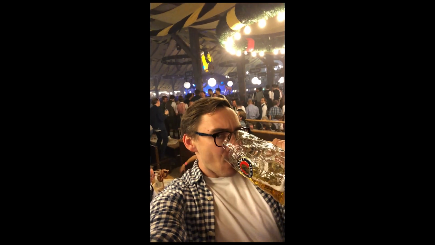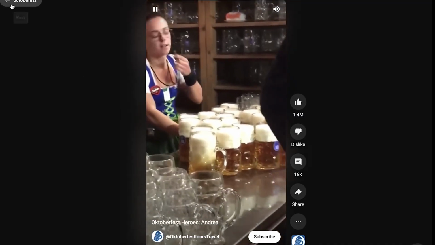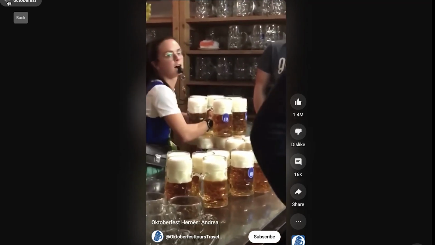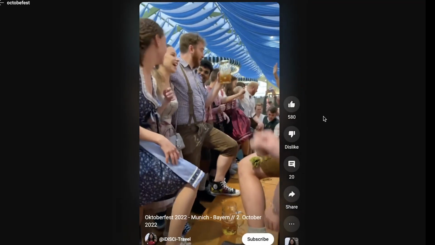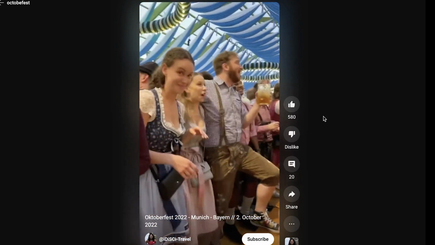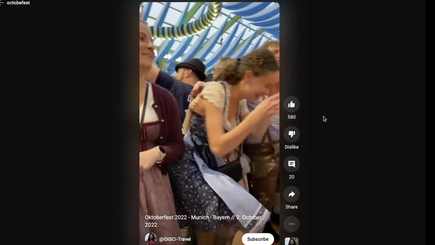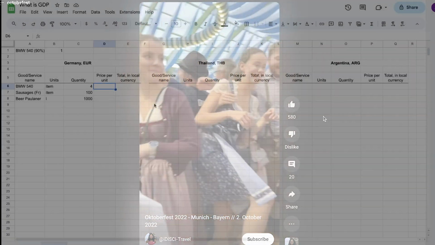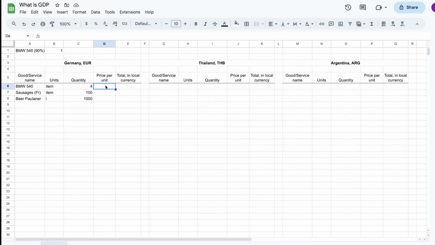Our imaginary Germany has 5 people, 4 of them will be coming to Oktoberfest by car, and they will have to drink 200 liters of beer and eat 20 sausages each, which is a pretty standard norm for this amazing annual event I had a chance to participate in. The market price of a BMW 540 model is, let's say, 80,000 euro, which is the national currency in Germany. The price of 1 sausage is, let's say, 10 euro. The price of a beer at Oktoberfest is, let's say, 15 euro per liter.